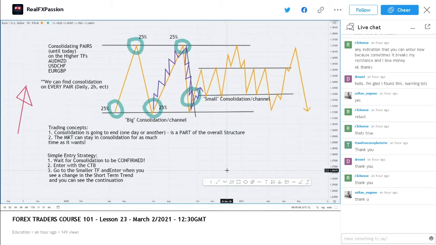Any indication that you can enter now, because sometimes it breaks my resistance and I lose money? Cheese, the best answer I can give you: stop loss goes on the pattern traded. Okay, so remember everybody, if this is your first time with us, please go back on the recordings and watch the lessons. Support, resistance, pivot points from the monthly and the weekly are areas, not lines. You cannot measure to the pip, it would be wrong.